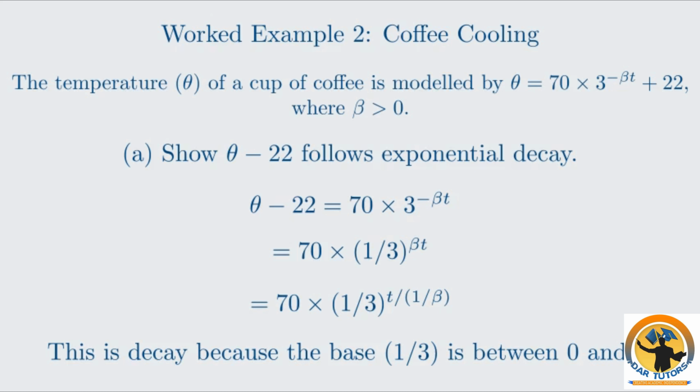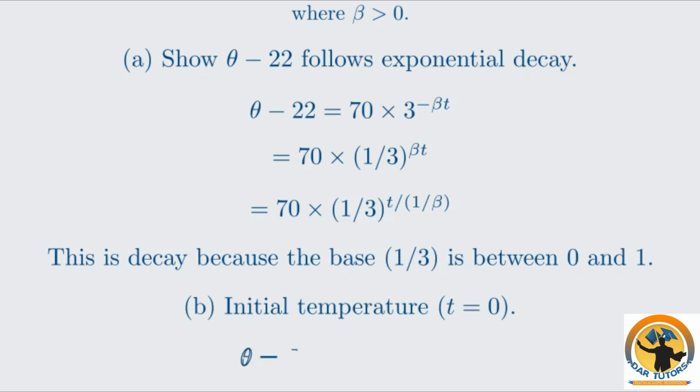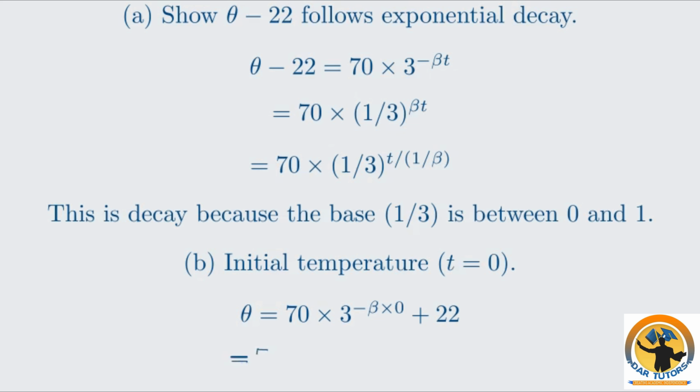Part B asks for the initial temperature. Initial means t equals 0. Plugging in t equals 0, we get theta equals 70 times 3 to the power of 0 plus 22. Since 3 to the power of 0 is 1, the initial temperature is 70 plus 22, which is 92 degrees Celsius.